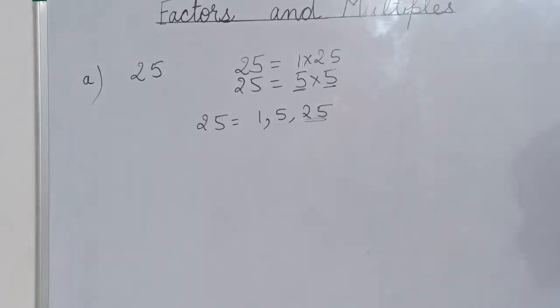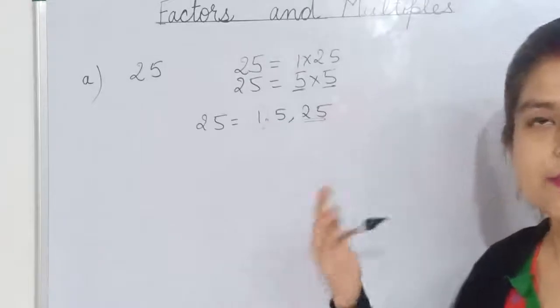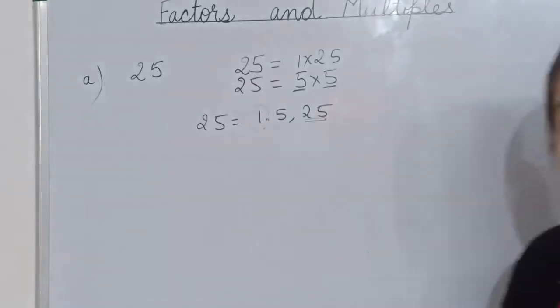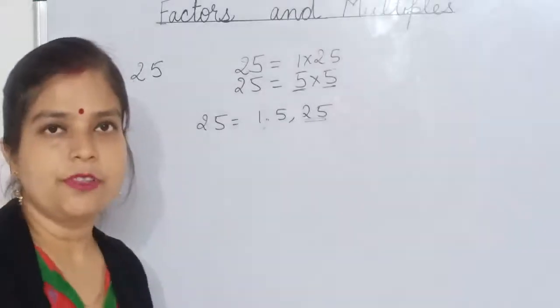Now, 1 is a factor of all numbers. Yes. Everywhere you can see that there will be 1. It is the smallest factor of any number. So 1 is a factor of all numbers. So that is true only.